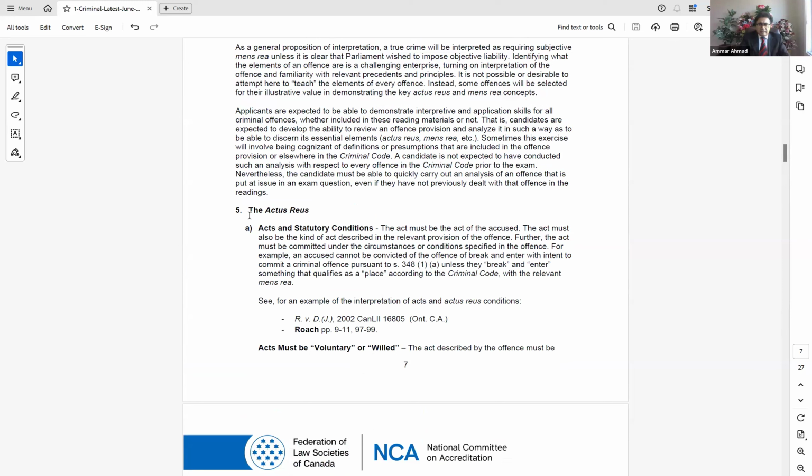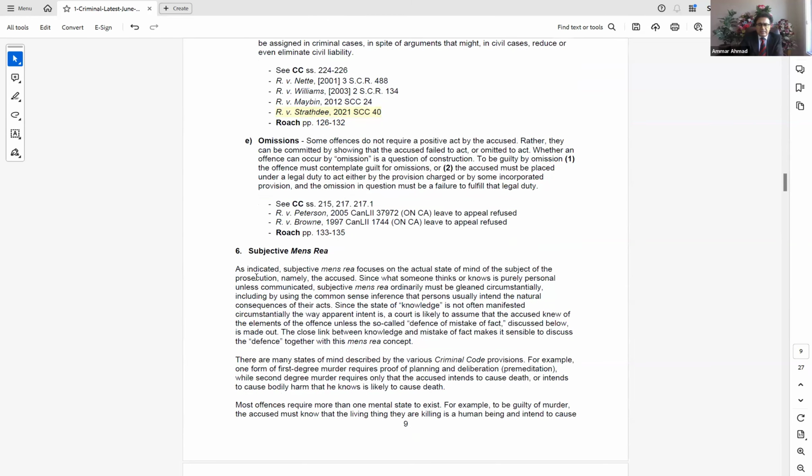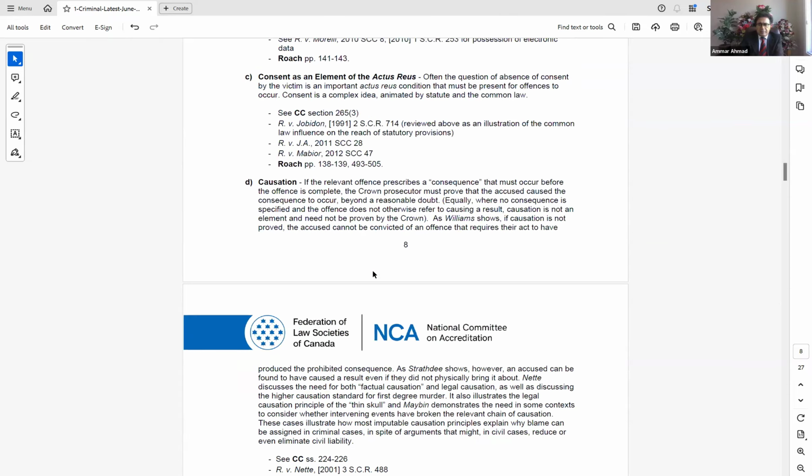If the Crown wants to prosecute any person who has been charged with any offense in Canada, the Crown has to prove two things. Number one, that the person has committed the actus reus, which is mentioned in topic number 5, and then the Crown also has to prove the mens rea of that person, and mens rea discussion starts from topic number 6 of the NCA syllabus.